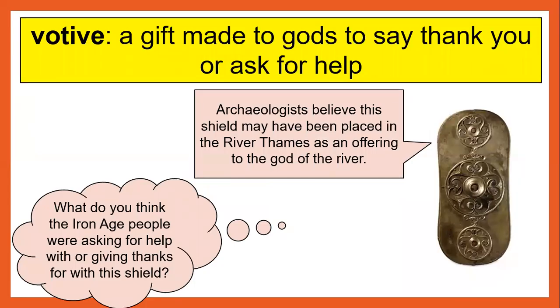A votive is a gift made to the gods to say thank you or ask for help. Archaeologists believe this shield may have been placed in the River Thames as an offering to the god of the river. What do you think the Iron Age people were asking for help with or giving thanks for with this shield?